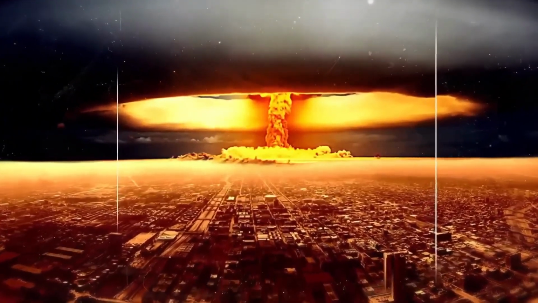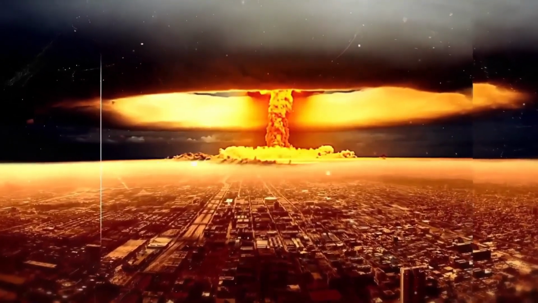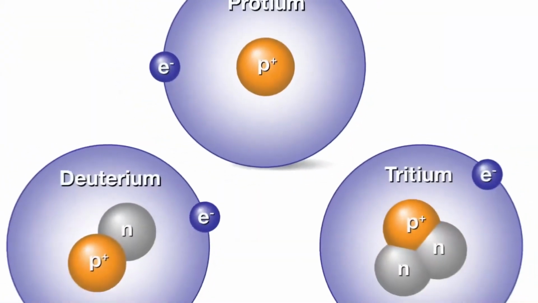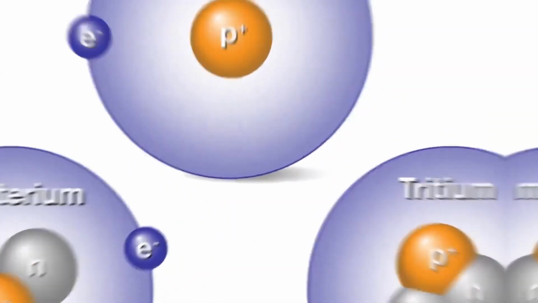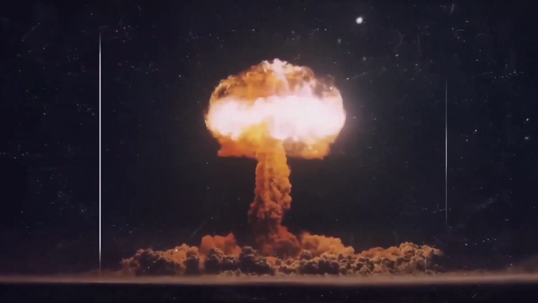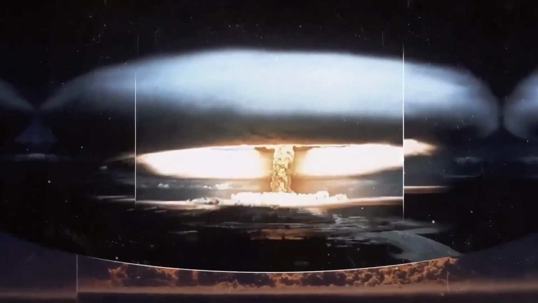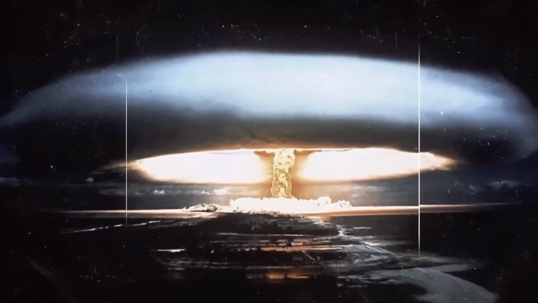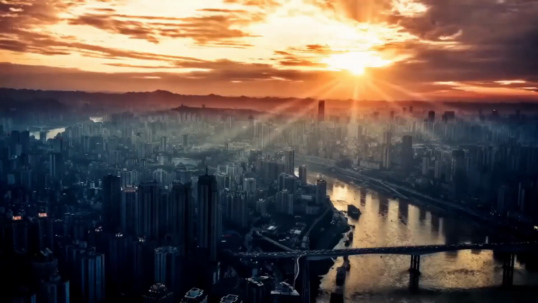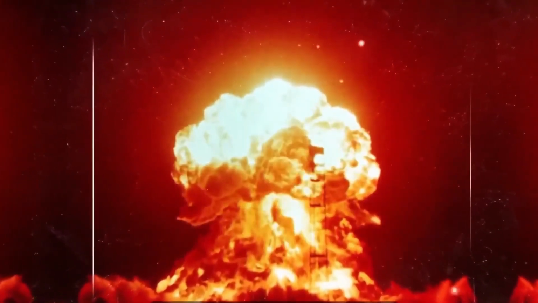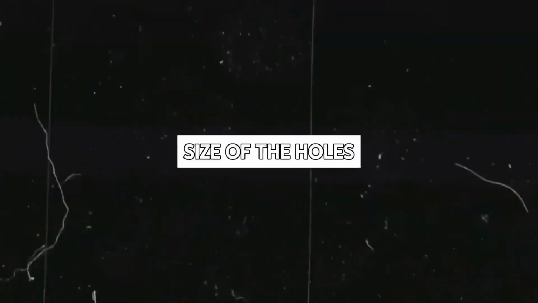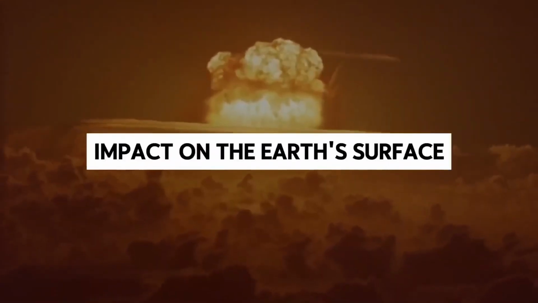Conversely, hydrogen bombs employ isotopes of hydrogen, particularly deuterium and tritium, as their primary fuel sources. These isotopes undergo nuclear fusion when subjected to extreme temperatures and pressures, mimicking the process that powers the sun and other stars. The fusion reactions release vast amounts of energy, dwarfing the destructive power of atomic bombs by several orders of magnitude. Size of the craters, impact on the Earth's surface.